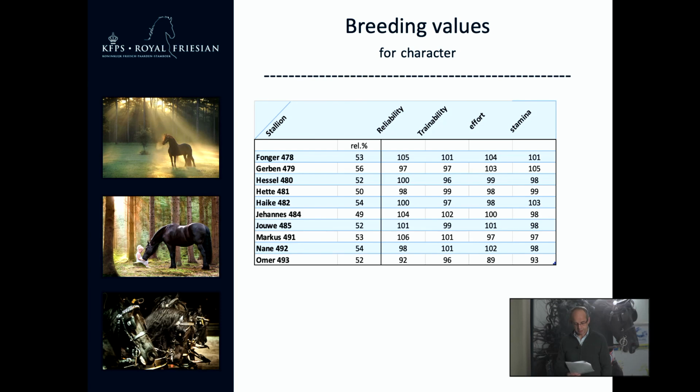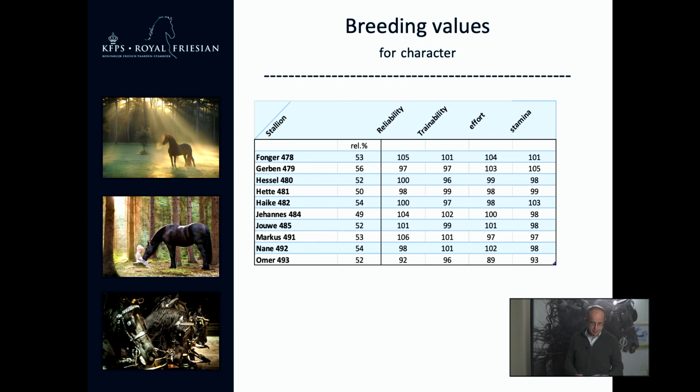But you see the difference if you look at the top of the list. You look at Funger, for instance. He's doing well for all the character traits. If you look at Gerben, he is below average for reliability and for trainability, but he is doing well for effort and stamina. And so you can pick the stallion with the type of character he's showing in his offspring.